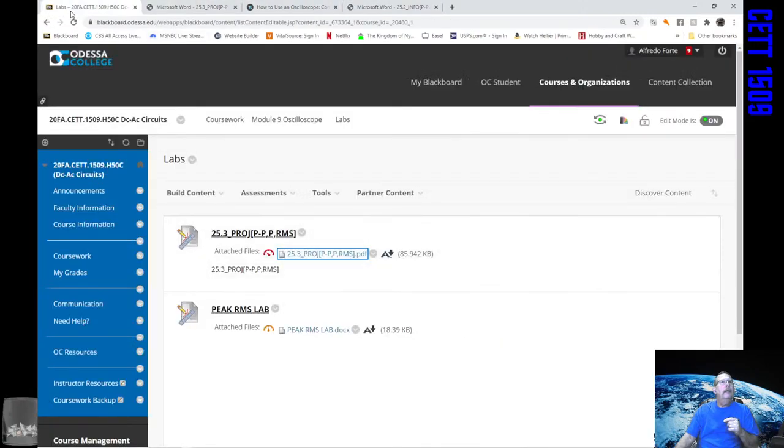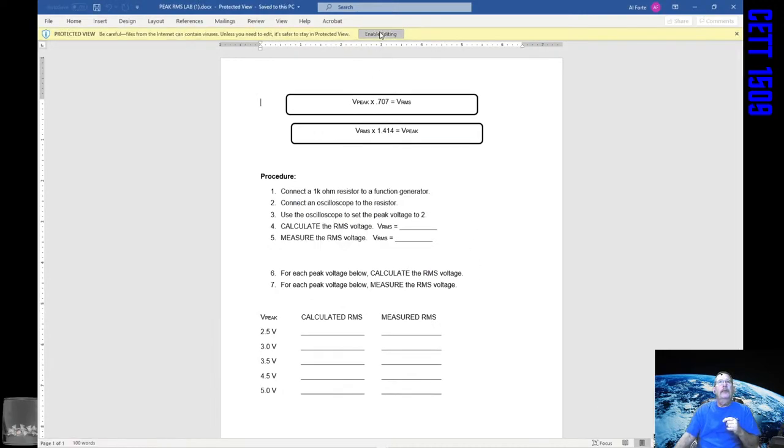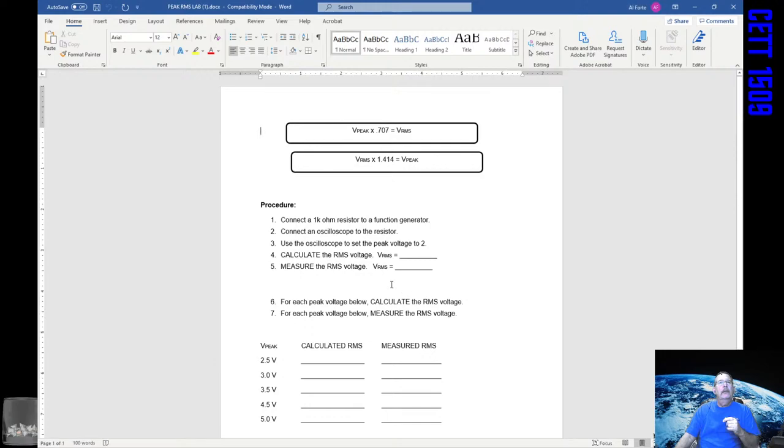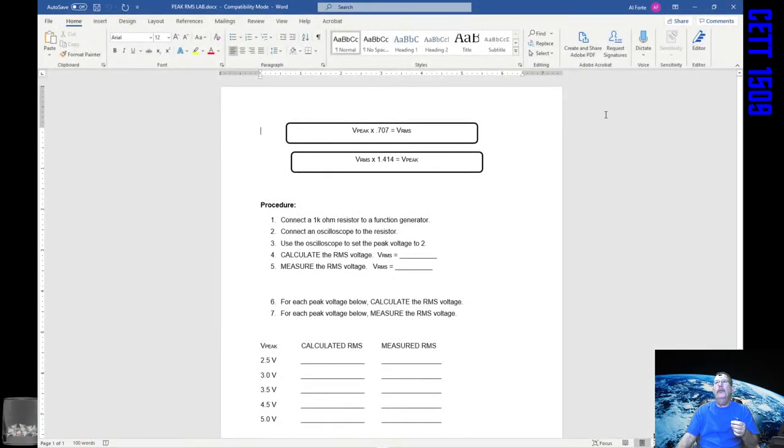Let me go to the other one. This is 25.3, so it's this one, which I had open. Yes, there it is. So on this one, we're connecting a 1K resistor to a function generator, which is where I started. Then connect the oscilloscope to the resistor and use the oscilloscope to set the peak voltage to 2 volts. Calculate the RMS voltage, and then measure the RMS voltage. Of course, we're going to measure RMS with this. And then for whatever the peaks below, we calculate those and we measure them. So those will be the two things we're going to do.